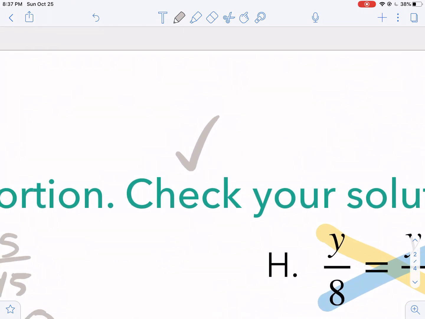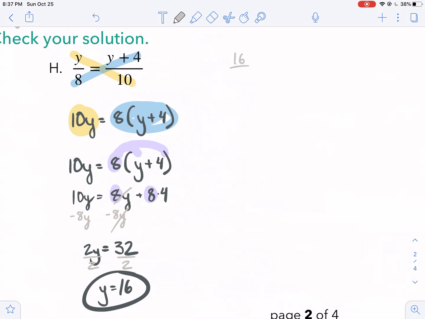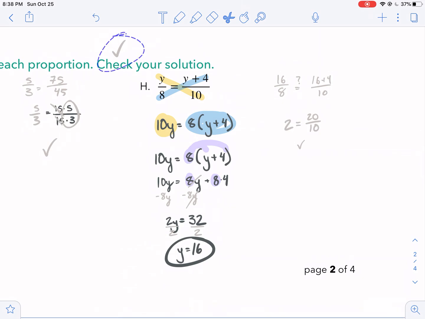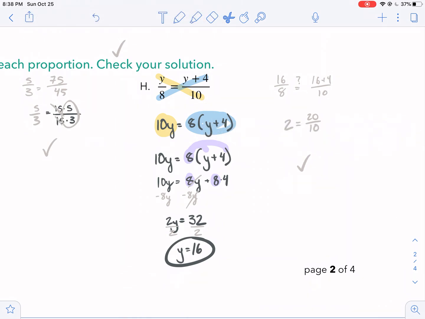Oh, so good. Okay. So is it true that 16 over 8 equals 16 plus 4 over 10? Maybe? We don't know. Well, 16 over 8, that's 2. That's nice. And 16 plus 4 is 20 over 10. Oh, hey, look. That's so good. Man. Guys, I peaked today with this check mark. It's so good. I'm so proud of it.